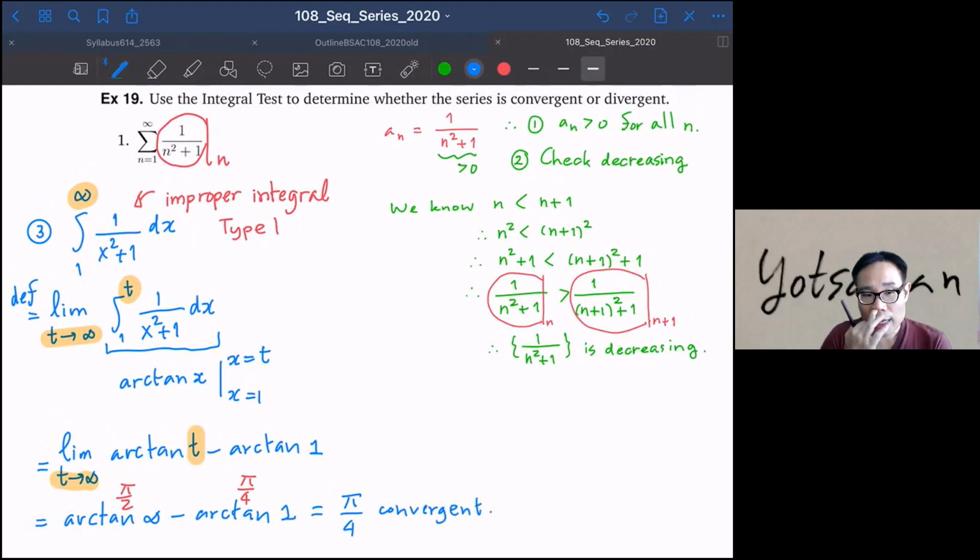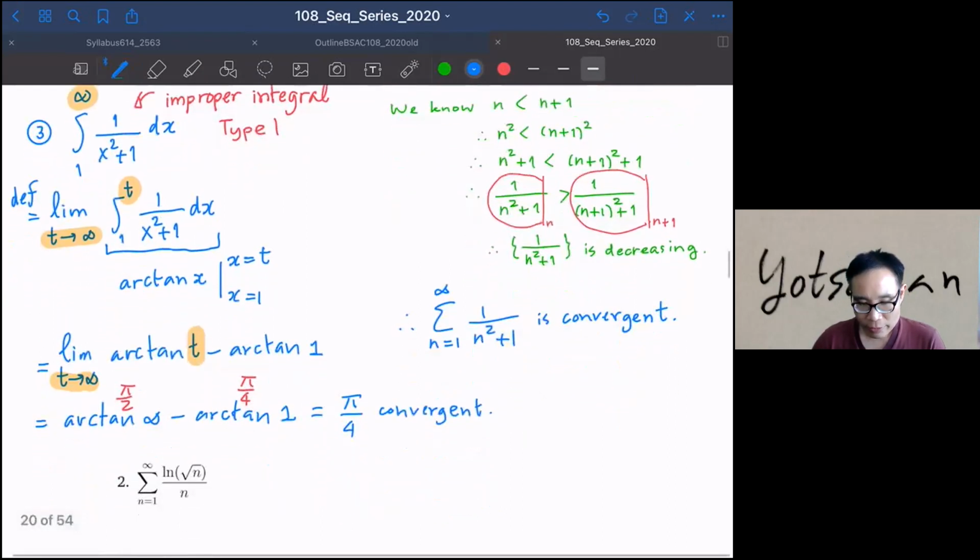So we know that our improper integral turns out to be convergent. So we conclude that the series from n equals 1 to infinity of 1 over n squared plus 1 is convergent. Okay, and that's all. So that will be our first example.